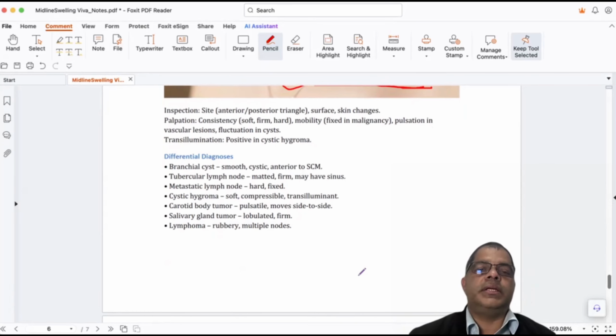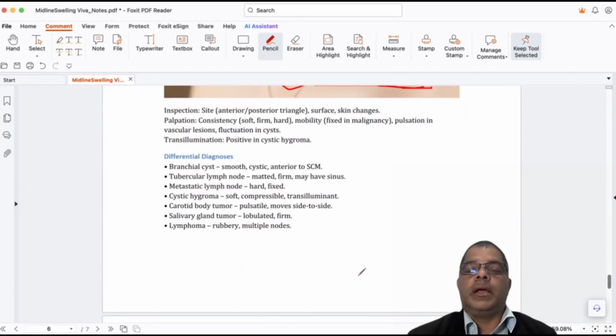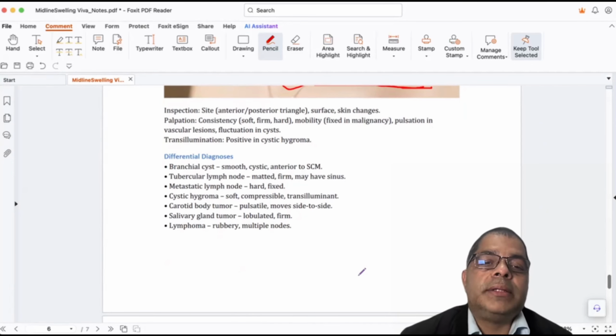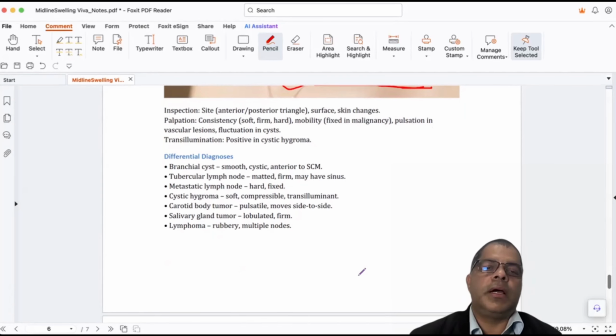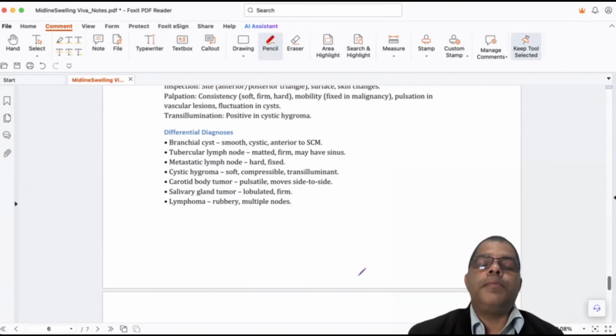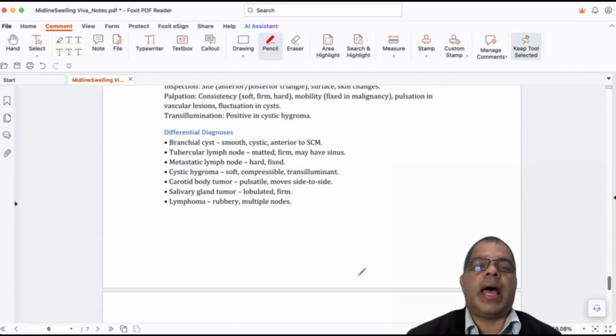The next one is a tubercular lymph node. As our region has a more prevalent tubercular disease, you have to mention it. Then metastatic lymph node. This is a hard, fixed lymph node. Then tell cystic hygroma, or carotid body tumor, salivary tumor, or lymphoma, whatever you like. Lymphoma is rubbery. You have to mention rubbery as a character of the lymphoma. Lymphoma comes last.